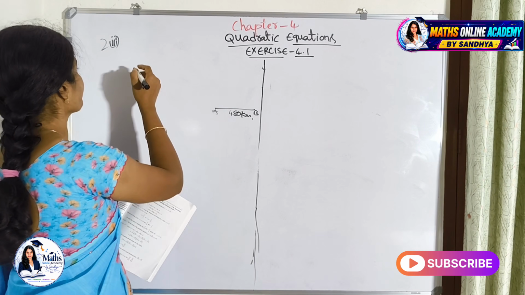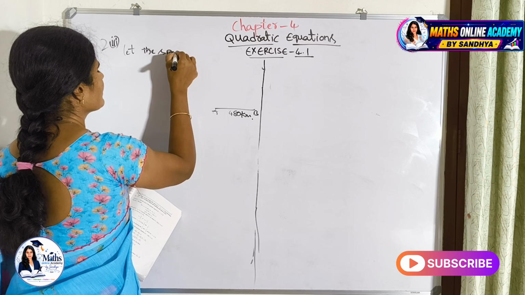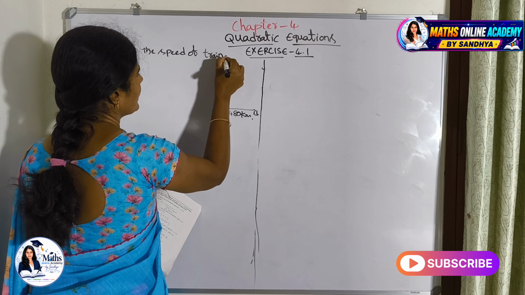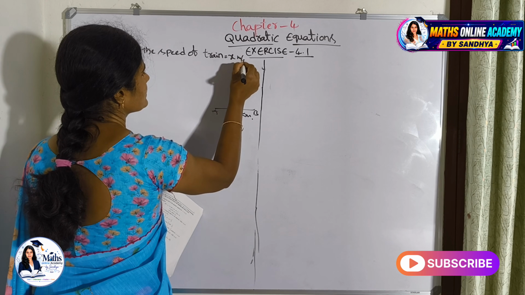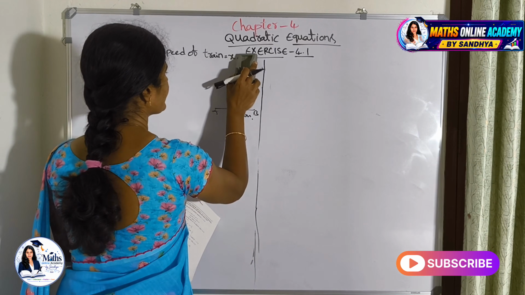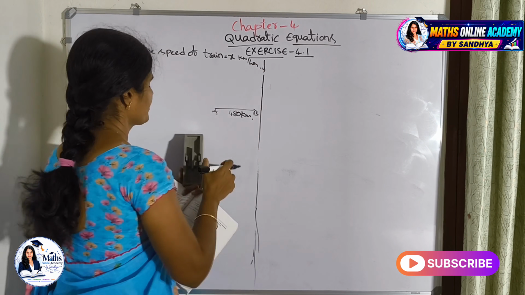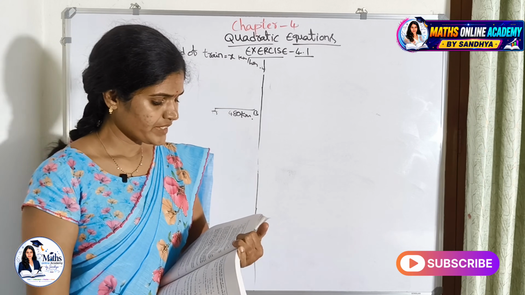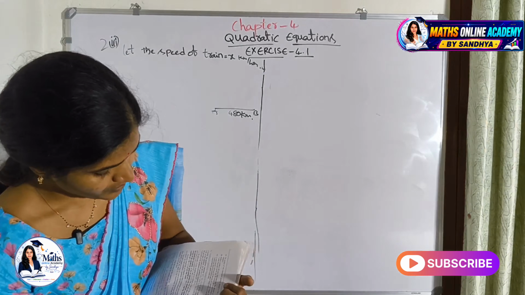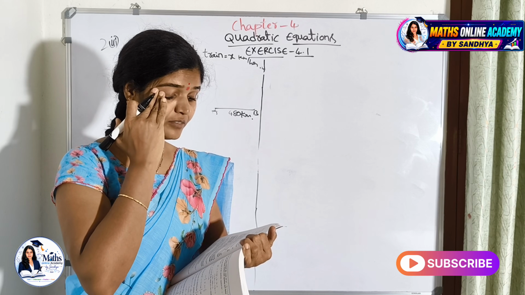The speed of the train is equal to x. Here, sorry, speed is taken in kilometers per hour. So the train travels a distance we know, 480 kilometers, with a uniform speed. If the speed had been 8 kilometers per hour less, it would have taken 3 hours more.